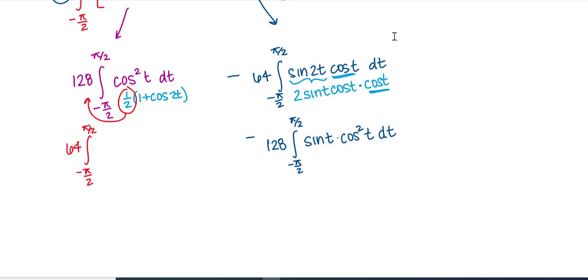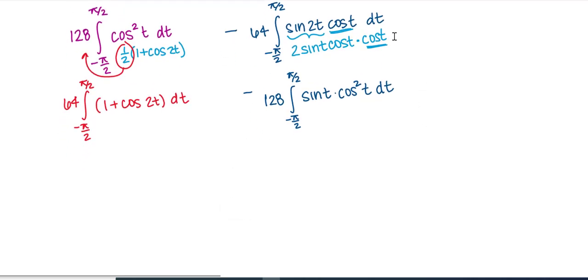So negative pi over 2 to pi over 2. I now have a 64 out front and I'm integrating 1 plus cosine of 2t with respect to t. So I think I'm ready to just integrate now. I do have two completely separate integrals and two separate techniques of integration. So I'm ready to integrate the first one.